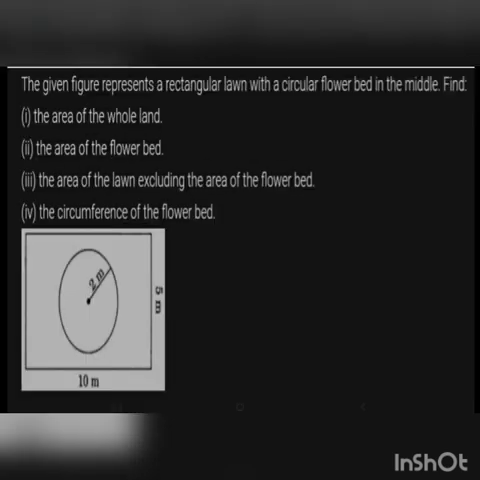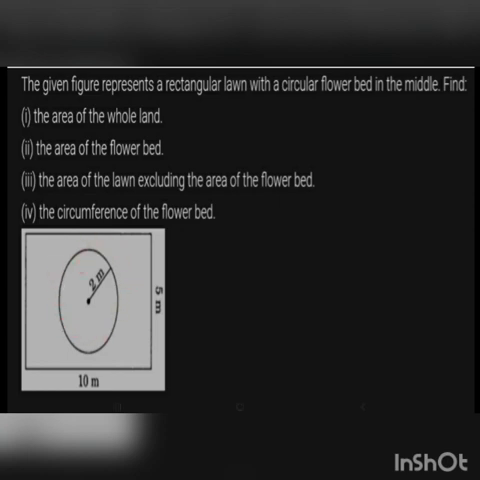Next question. The given figure represents a rectangular lawn with a circular flower bed in the middle. Find the area of the whole land, the area of the flower bed, the area of the lawn excluding the area of the flower bed, the circumference of the flower bed. So the given figure represents a rectangular lawn. This is a rectangular lawn and in the center we have a circular flower bed. Now find the area of the whole land.